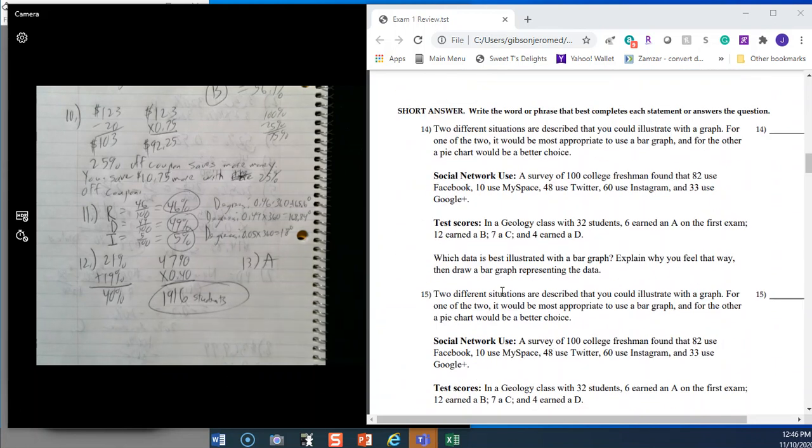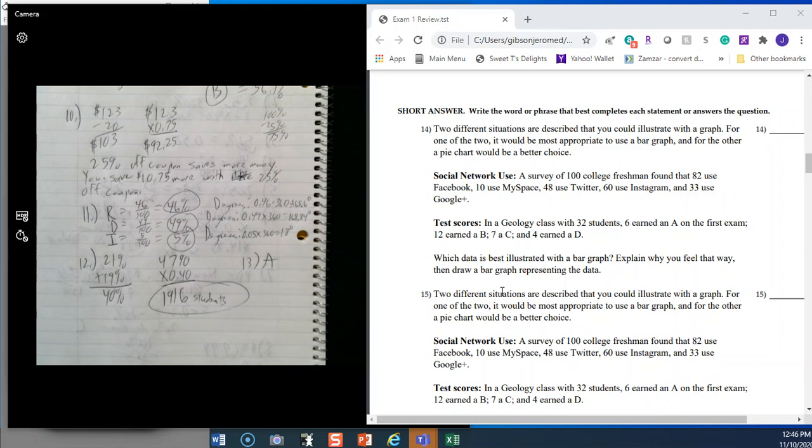Okay, now 14. It says two different situations are described that you can illustrate with the graph. For one of the two, it will be most appropriate to use a bar graph, and for the other, a pie chart would be a better choice. Social network use. A survey of 100 college freshmen found that 82 used Facebook, 10 used MySpace, 48 used Twitter, 60 used Instagram, and 33 used Google+.